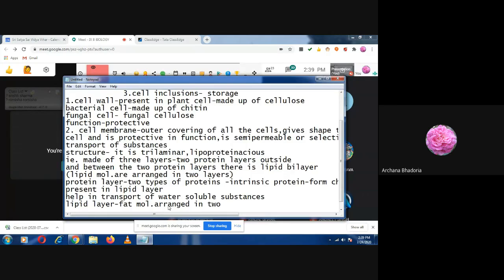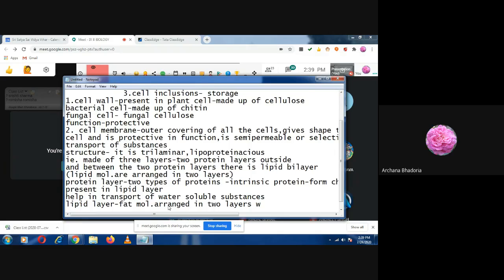But it should be known to you that it is arranged in that lipid layer. Fat molecules are arranged in two layers. Arranged in two layers. Is it clear to you? ये तो आपको समझना है कि सेल मेम्ब्रेन में लिपिड का लेयर में फैट मॉलिक्यूल्स arranged in two layers. Okay.